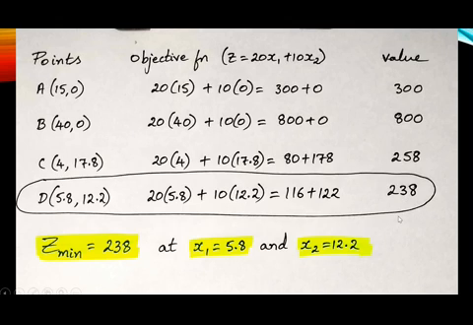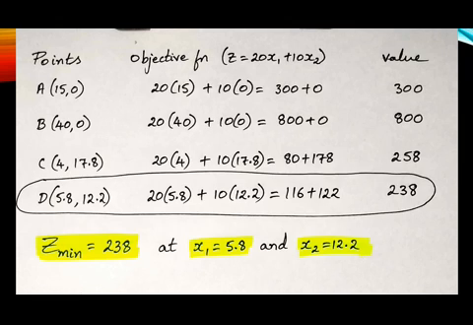Now the difference between maximization and minimization is observed here. There I was highlighting the one with the highest value, but here it is a minimization case. The one with the minimum value, 238, is highlighted. So that will be your Z min value. Z min is equal to 238 at x1 equal to 5.8 and x2 equal to 12.2.